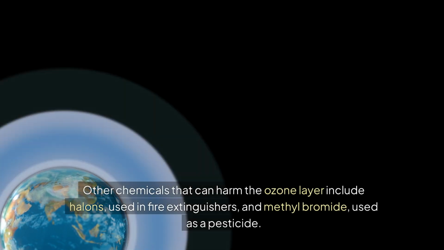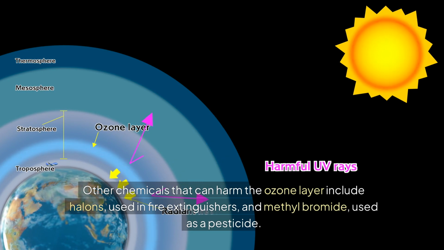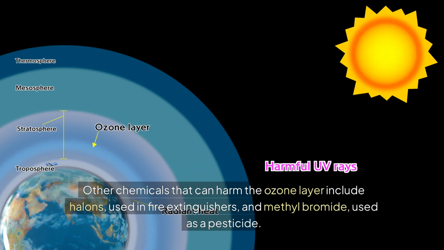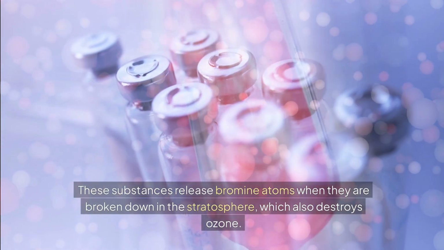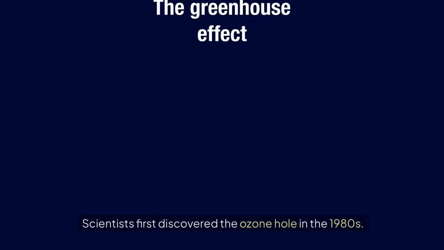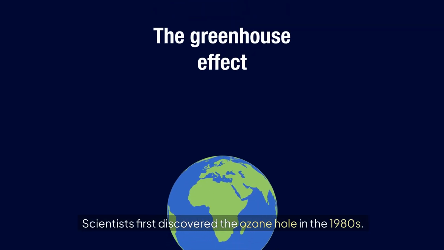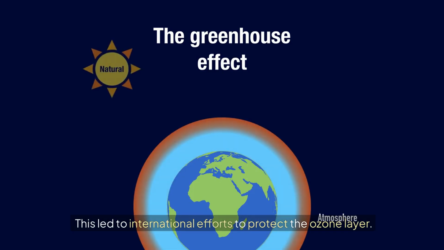Other chemicals that can harm the ozone layer include halons used in fire extinguishers and methyl bromide used as a pesticide. These substances release bromine atoms when they are broken down in the stratosphere, which also destroys ozone. Scientists first discovered the ozone hole in the 1980s. This led to international efforts to protect the ozone layer.